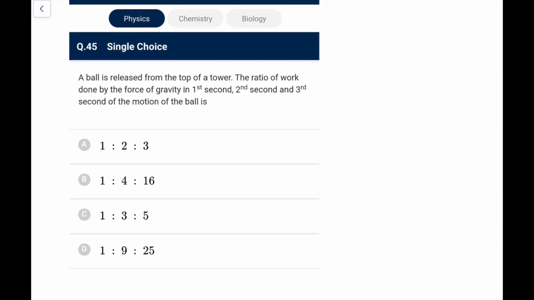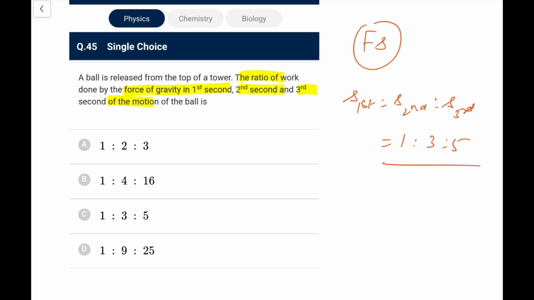Ball is released from top of the tower, the ratio of the work done by the force of gravity in first, second and third is, we know the work done is F into S, and you know when it starts from rest, so distance travelled in first to distance travelled in second to distance travelled in third, that is in the ratio 2n minus 1, that is 1:3:5, so work done ratio will also be in the ratio 1:3:5, go for option C. So that was today's paper.